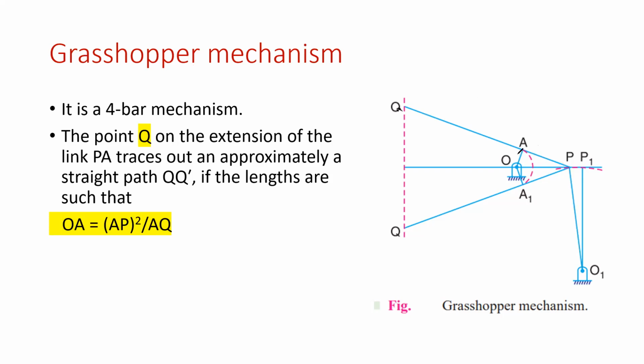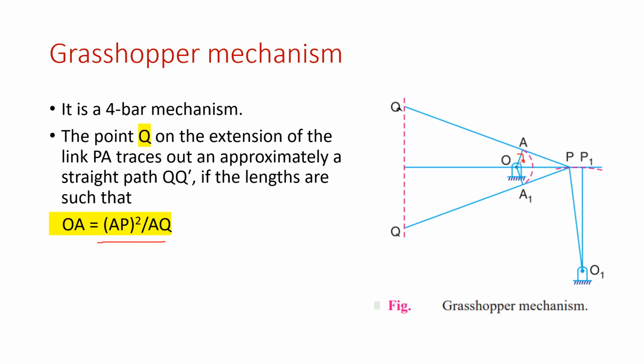Okay, so from OA to OA1, and then again back from OA1 to OA. It will oscillate like this link. So you need to extend the link AP by these geometrical relations.